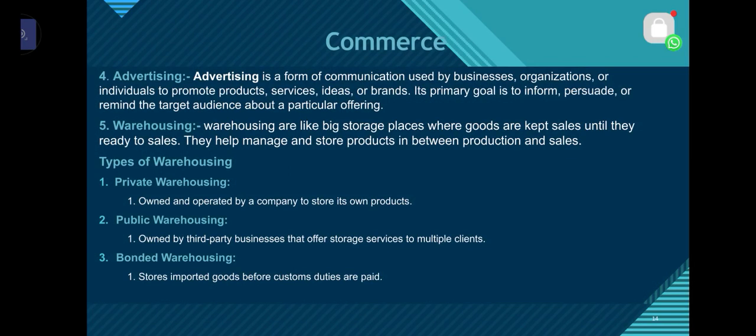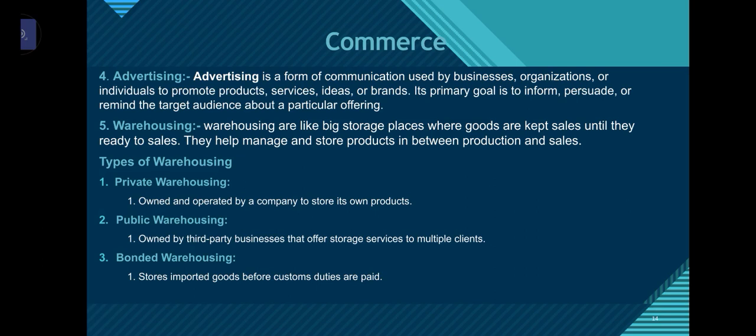The fourth one is advertising. Advertising, a form of communication, is used by business organizations or individuals to promote products, services, ideas or brands. The fifth one is warehousing. Warehousing is like a big storage place where goods are kept ready to sell. It helps to manage products between production and sales.